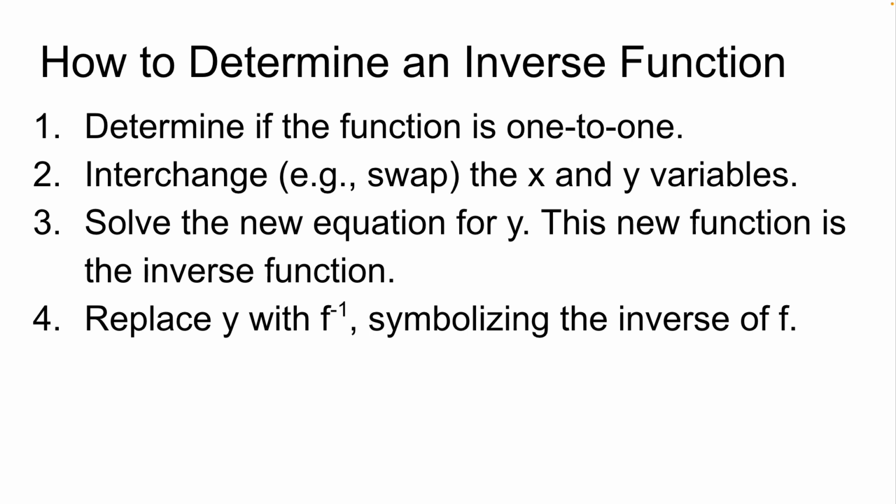Now that we know how to tell whether or not a function is one-to-one and therefore invertible, let's learn how to determine the inverse function. The first step is to determine if the function is one-to-one. Once you know that the function is one-to-one, you want to interchange or swap the x and y variables. The third step is to solve the new equation for y. This is your new inverse function. You'll replace y with f^-1, which is read f inverse, symbolizing the inverse function of f. These are the steps to determine the inverse function. Now let's work a few example problems.